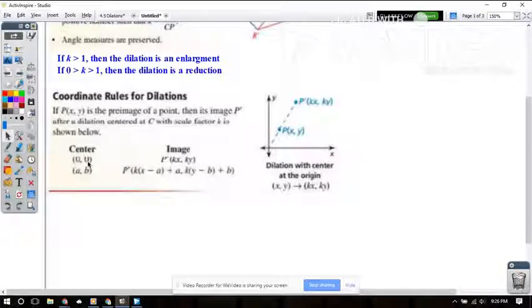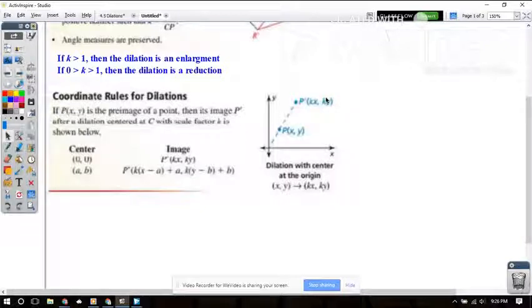If your center is at 0, 0, then the image P prime will be at K times X and then K times Y. K is your scale factor. So you just take whatever your X and your Y values are and you multiply them by the scale factor. And that's all it is.